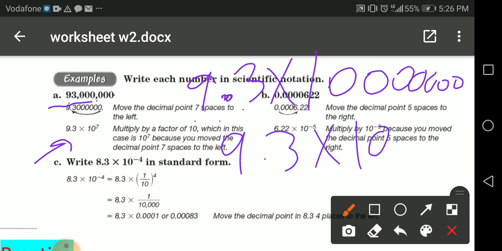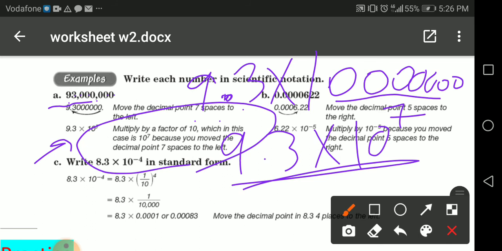To the what power? 7 zeros means to the power 7. So the answer will be 9.3 times 10 to the power 7. Guys, this is the explanation why. Multiply by a factor of 10, which in this case is 10 to the 7th power, because you moved the decimal point 7 spaces to the left, as I told you.